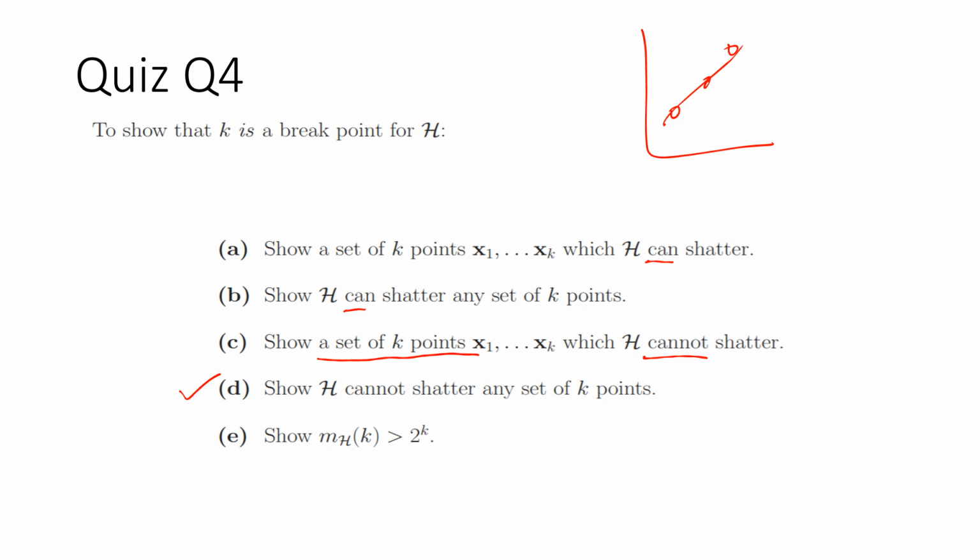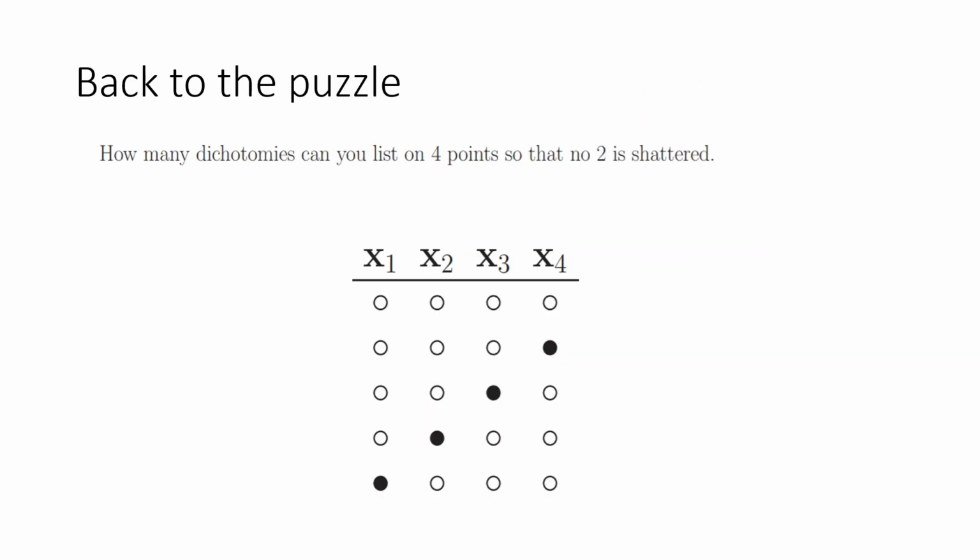So having said that, let's actually start focusing on what we want to in this lecture, which is to find a bound for the growth function. Okay, so the way we are going to begin with that is to look at this example or this puzzle, the combinatorial puzzle that we looked at in the previous lecture. We looked at 3 points, and then this question was left open. How many dichotomies can you list on 4 points? So here we have x1, x2, x3, and x4, such that no 2 are shattered.